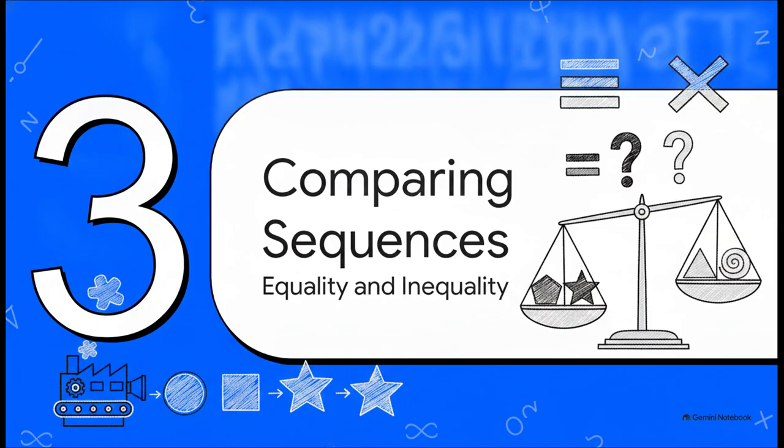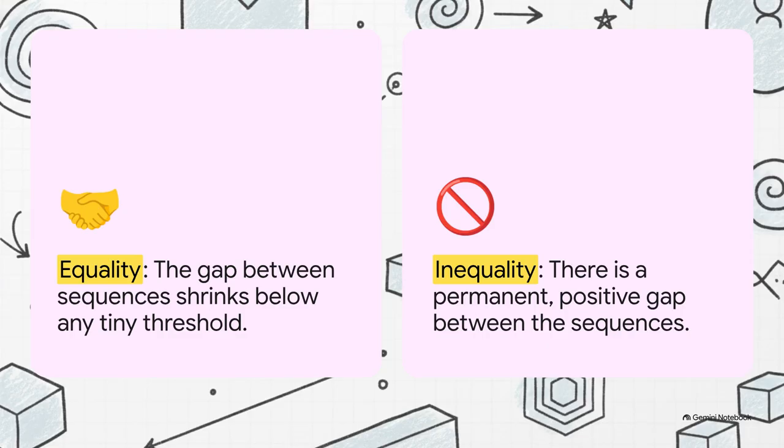Now we have these factory machines producing numbers, but how do we actually compare two sequence outputs to see if they are the exact same number or genuinely different? Picture two robots walking to a house. They might take slightly different physical steps, but eventually they end up at the exact same front door.